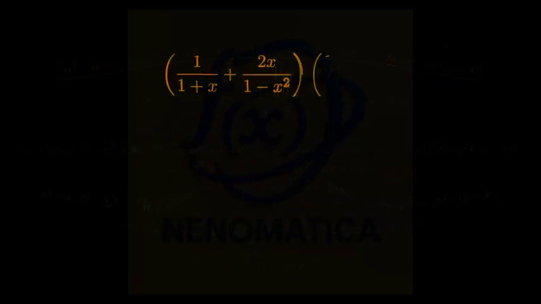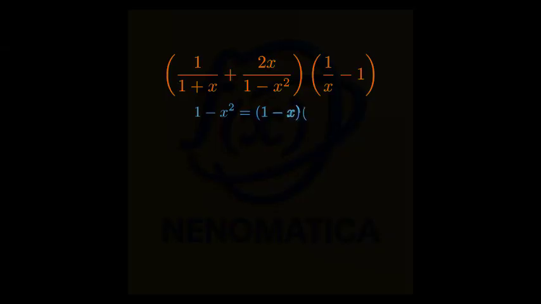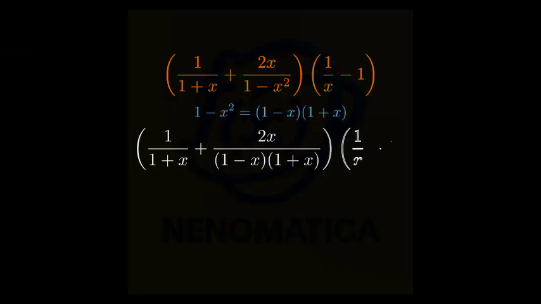Let's start by writing the original expression exactly. Step 1. We factor the denominator 1 minus x squared as (1 minus x) times (1 plus x). Now rewrite the whole expression with that factorization visible.